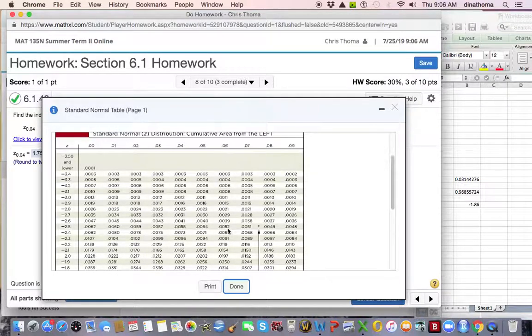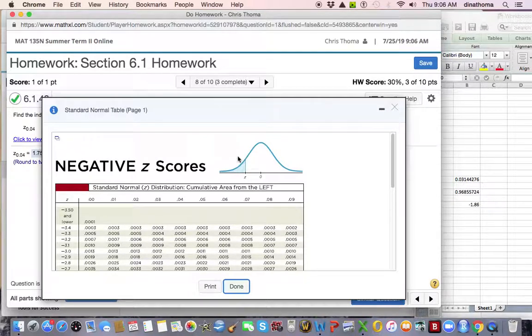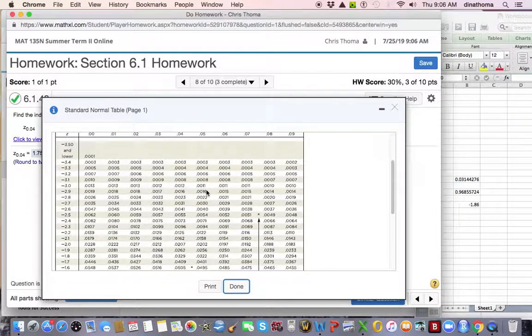All right, I get 0.0314. You'll still have to do 1 minus because this graph only does left hand. So Excel just speeds up having to use the table. You still have to do the same concepts. All right.